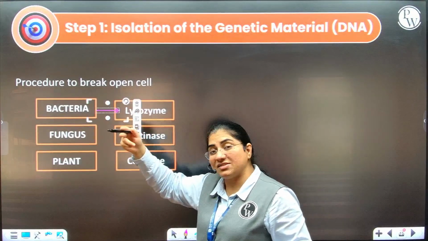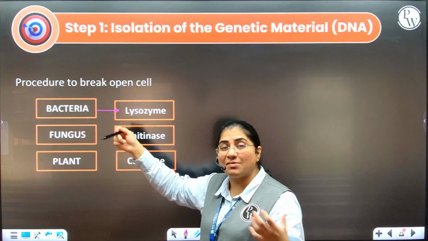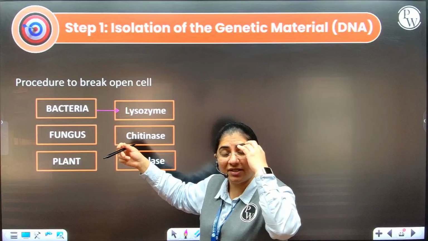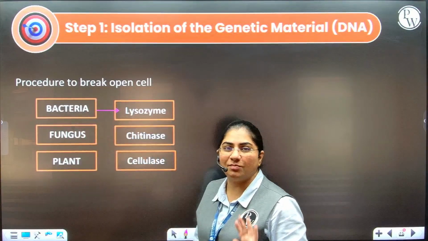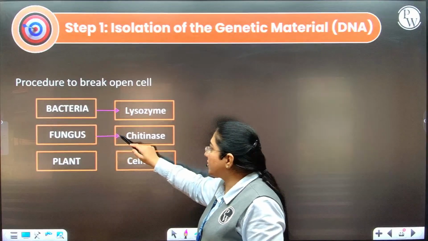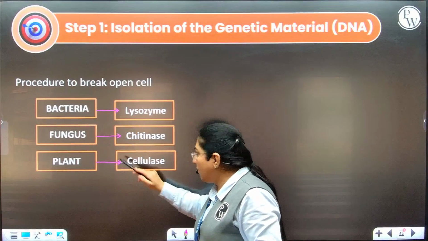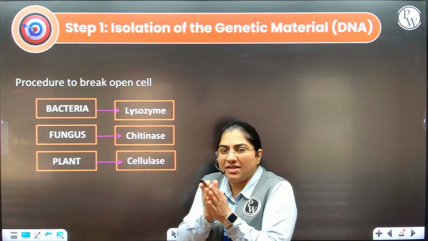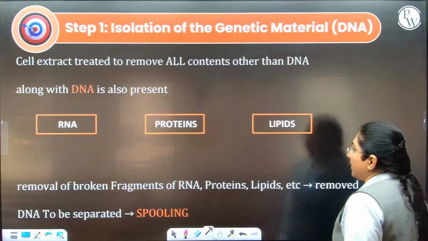Again in health and disease, if you remember innate immunity, we had spoken about lysozyme as a physiological barrier found in the tears, which acts as antibacterial because it breaks down the cell wall of the bacteria. If we are obtaining the gene of interest from fungus, we use chitinase. If we are using plant, we use cellulase, thereby breaking open the cell, breaking through the barrier, entering inside.